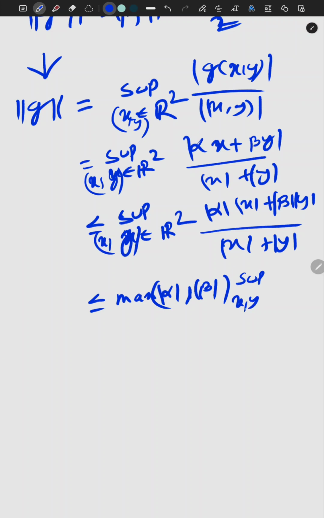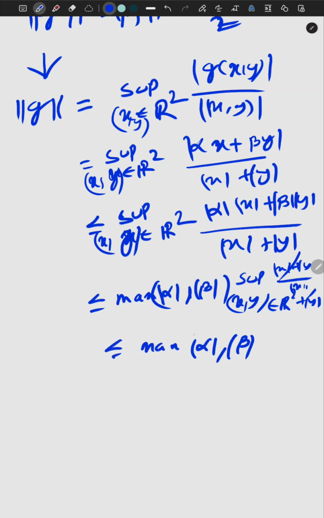Maximum of (x, y) belonging to R square, it gives what? If we take out the maximum, it gives |x| + |y| in the numerator, and in the denominator also the same |x| + |y|, so the denominator cancels out. It gives the maximum of |α|, |β|, so we get the upper bound of the g norm. And to show the g norm equals this, we have to calculate the lower bound also.